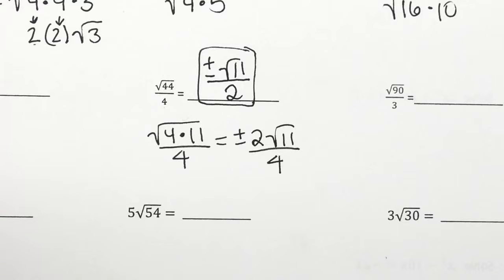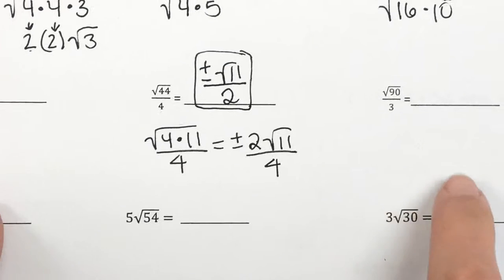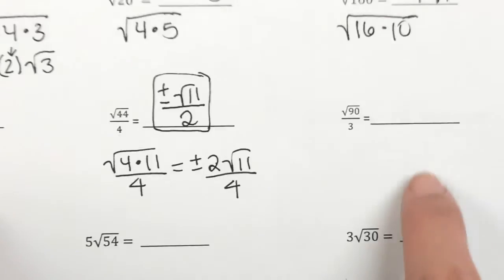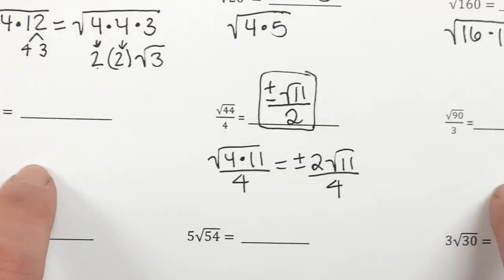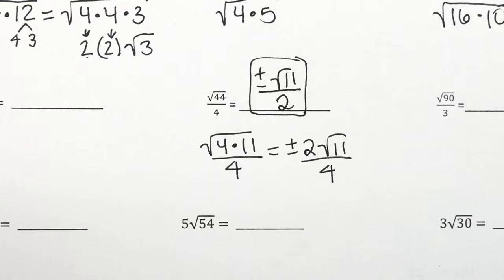I want you to work on these 5 on your own. Actually, just do these 2. We'll work one of the last ones on your own. Just do these 2 right quick, and then we'll go over them together. See what we got here.